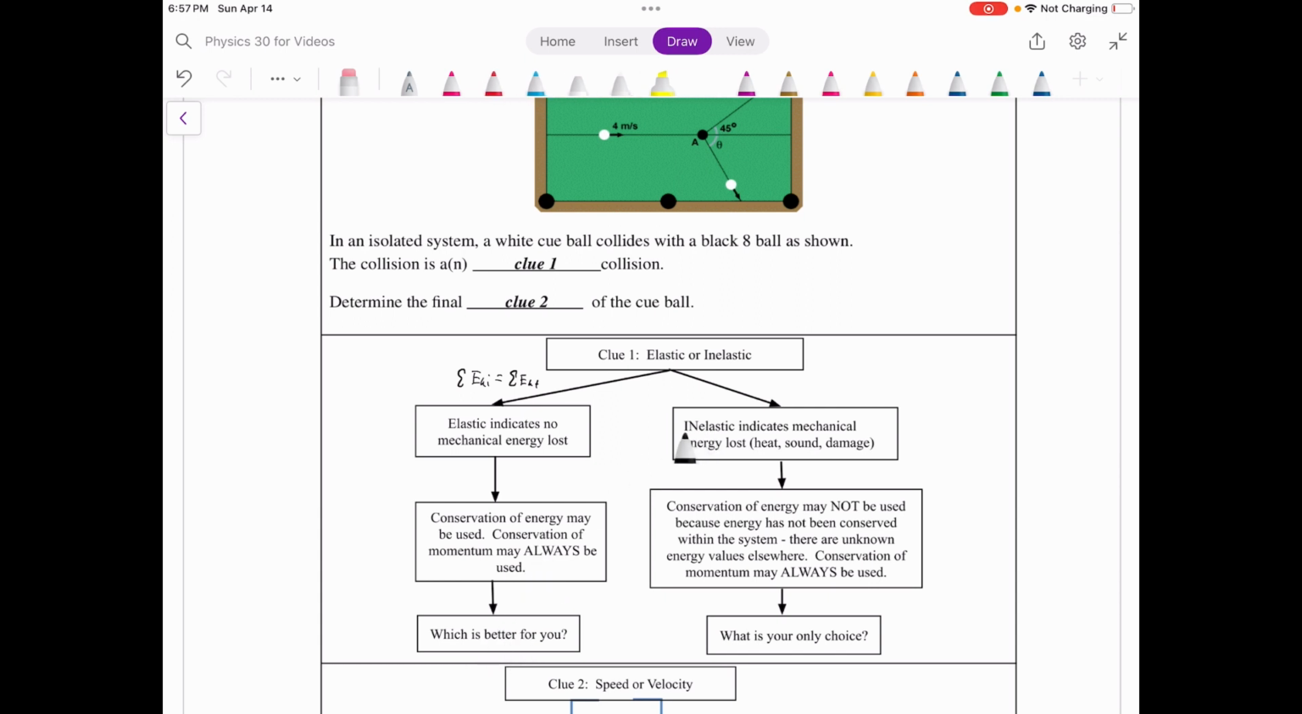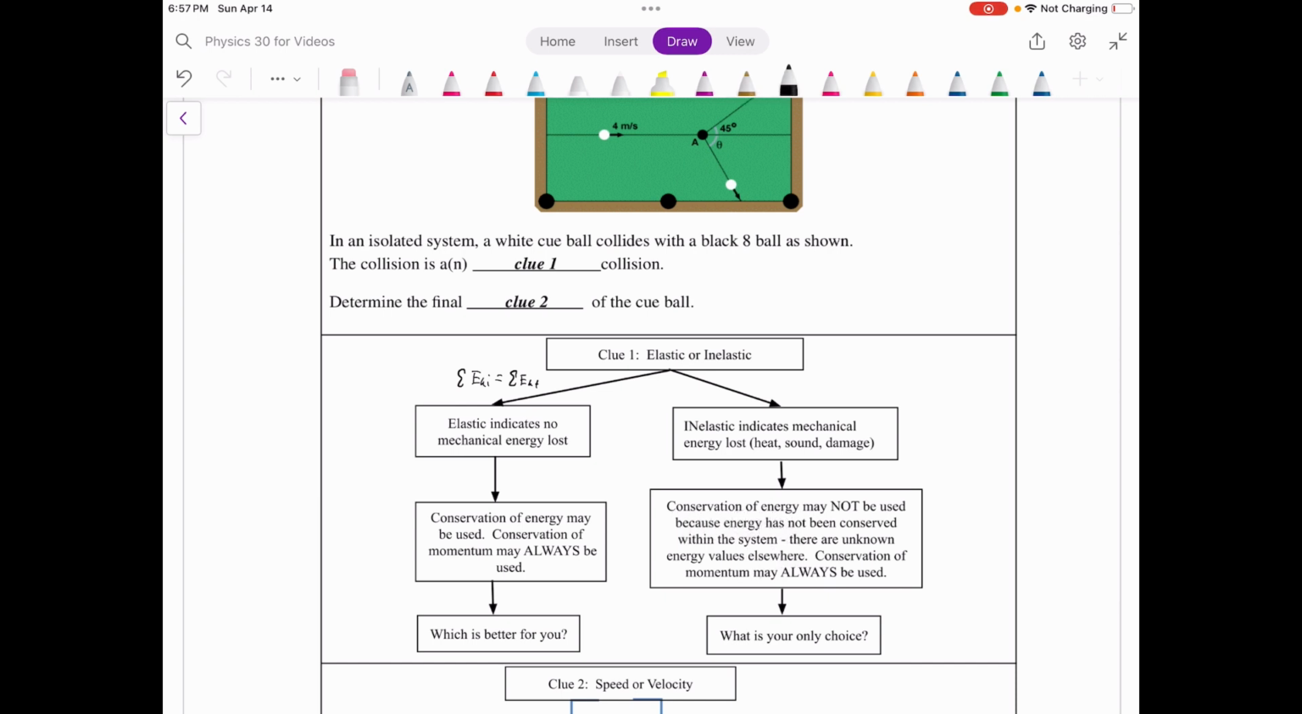If it was an inelastic collision, however, it indicates that kinetic energy was lost, right? It left the system. It wasn't destroyed, but it did leave our system. So we can't say that the total initial kinetic energy of the cue ball is going to be the same as the total final kinetic energy. It's going to be lost as heat through the action of friction, sound, damage, things like that. So you cannot use a conservation of energy calculation there, right?